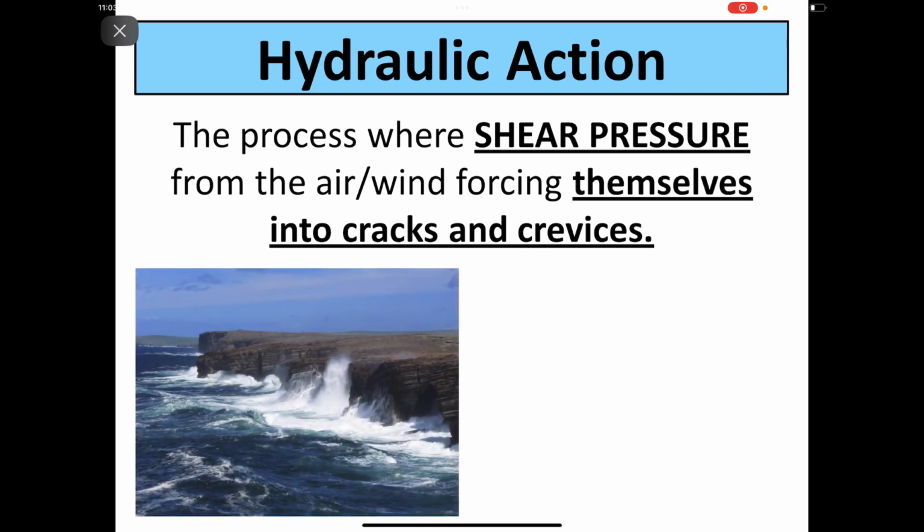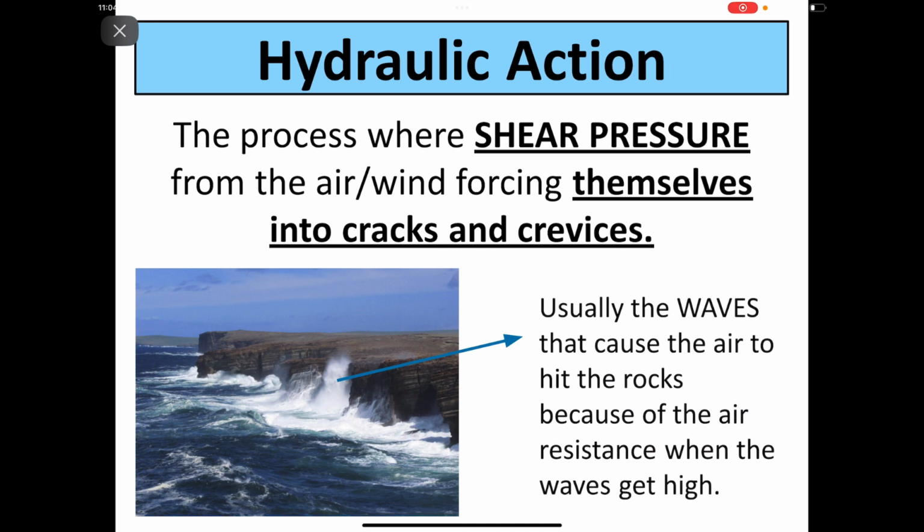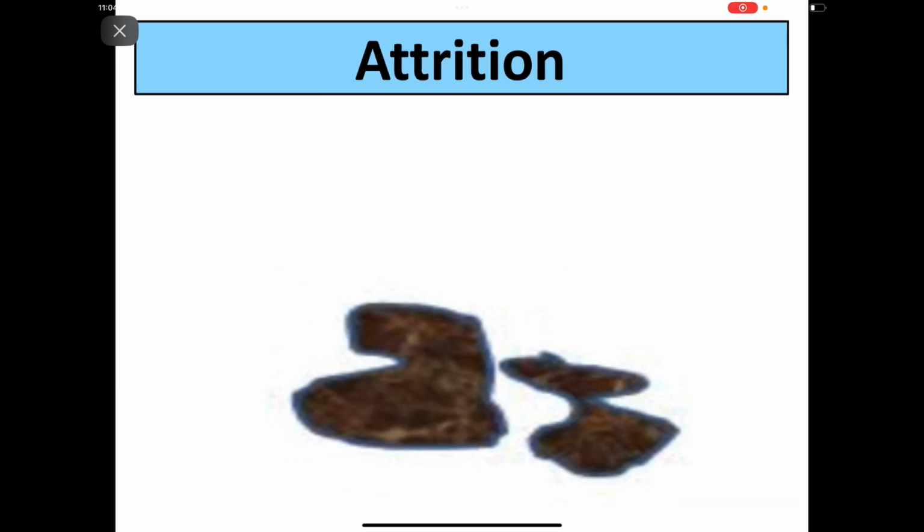And a perfect example of this would be this picture here. When the waves are created, obviously that's going to be due to the wind and the earth moving. So when the waves swish up, air is pushed and pushed and pushed until it goes into the cracks and crevices so much that it splits. And there's a little note here as well. Again, as I said, the air resistance, when the waves get really high, causes the air to be pushed into the rocks.